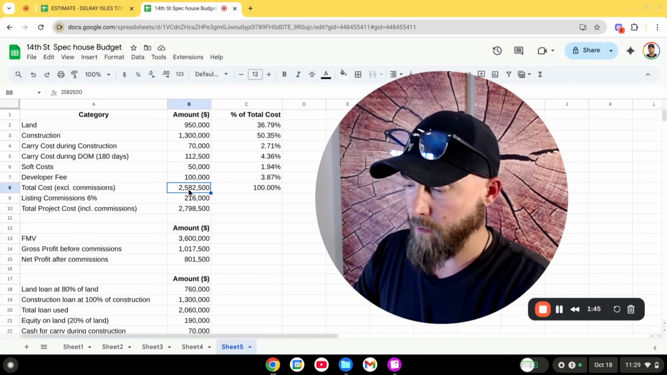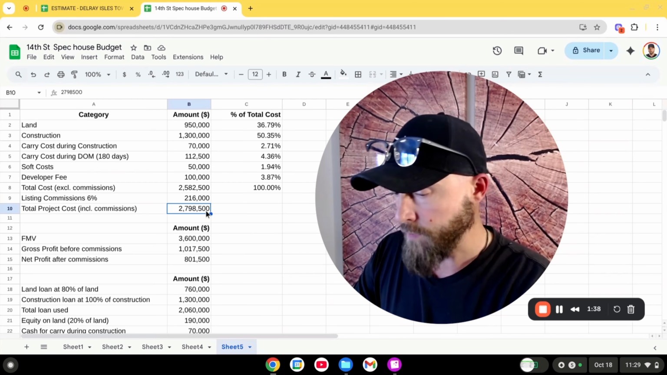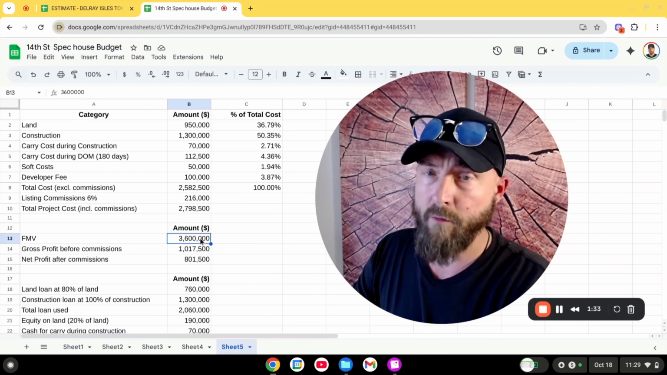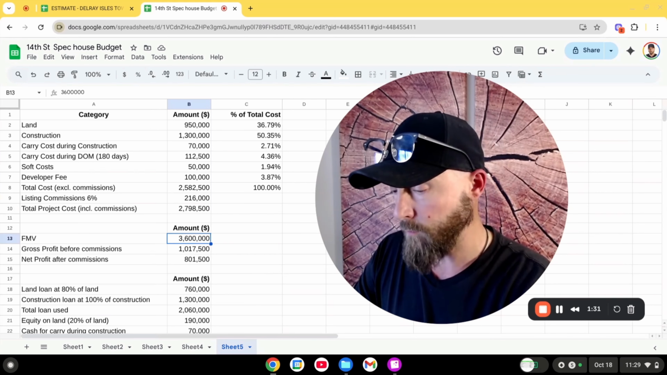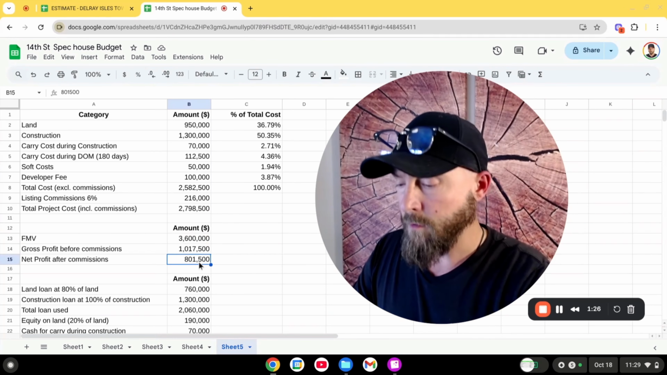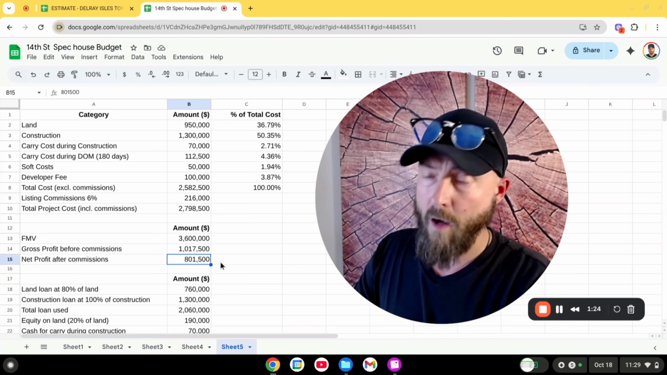Here's our total cost prior to commissions. Here is our total cost with commissions. So we are all into this project for a total of just under 2.8. Fair market value, this is based on an appraisal that we have, says this home in this particular market is worth 3.6 million. So our gross profit after commissions is $800,000.